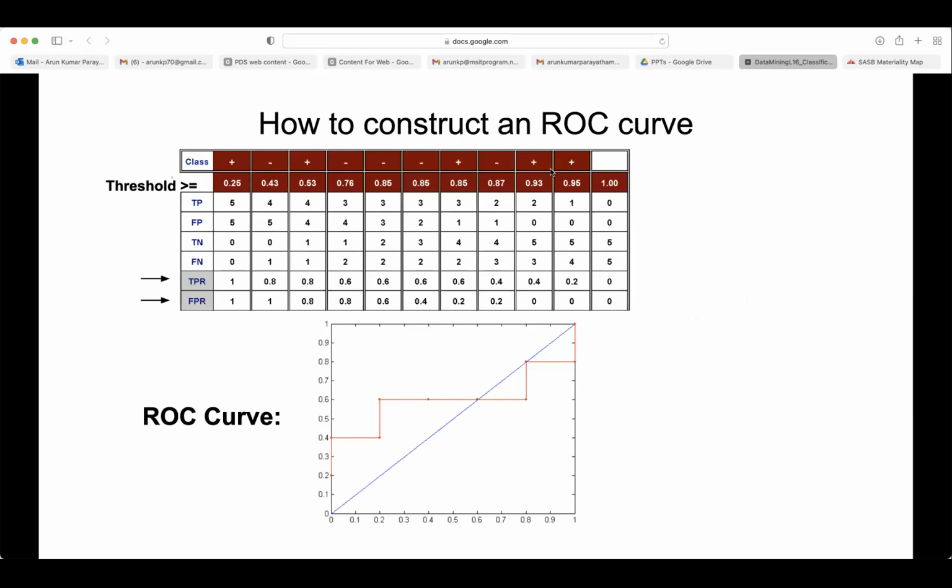So here an example is given. If you compute for the same 0.25, all those things, TP, FP, TN, FN, you are getting TPR 1, 0.8, 0.8, 0.6 like that. FPR, you are getting these values. Then for the ROC curve, first you need to identify the points.